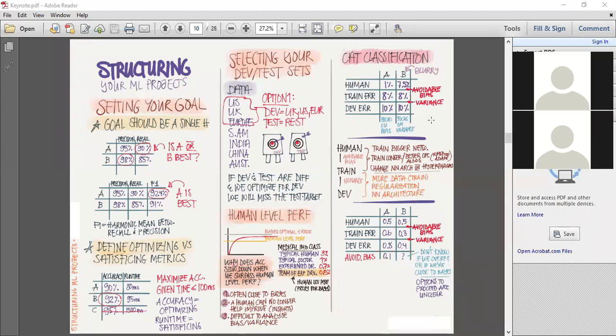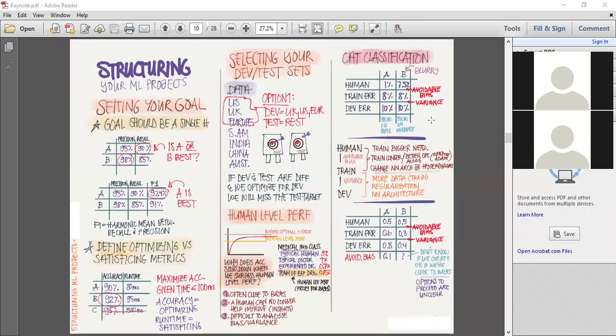Next is human level performance, which I already told you about. Rather than comparing the accuracy of your model to 100 as a benchmark, you need to compare it to Bayesian optimal error, which is calculated from the maximum achievable by humans. That is how you can evaluate the performance.